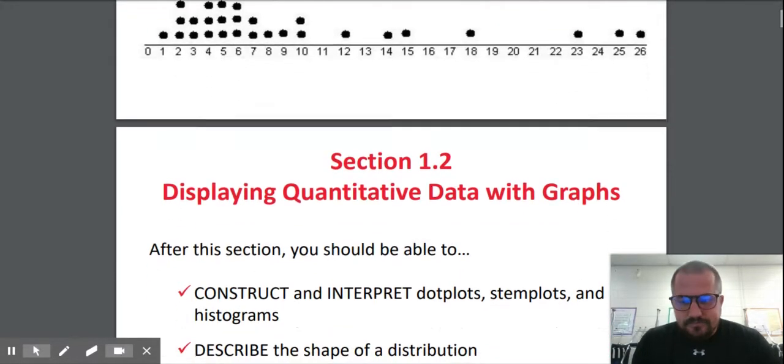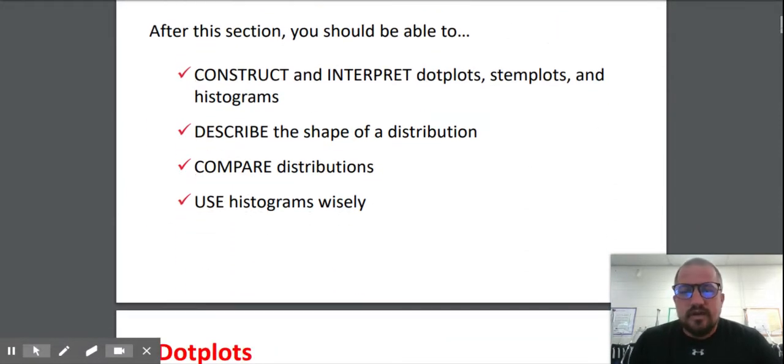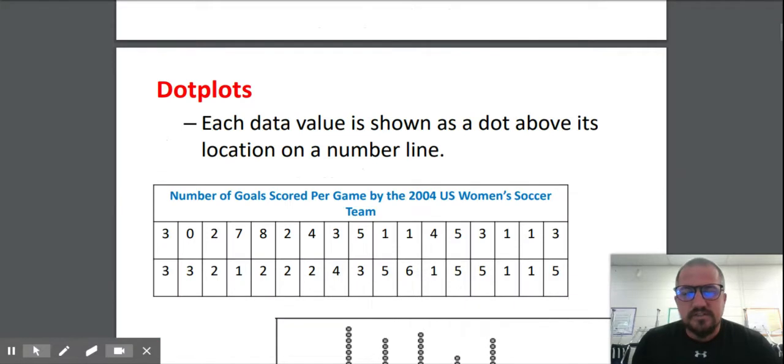So in section 1.2, after we go through this and you do the work, you should be able to construct and interpret a dot plot, a stem plot, and a histogram. You should be able to describe the shape of a distribution, compare two distributions together, and use histograms as well. So let's start with dot plots.